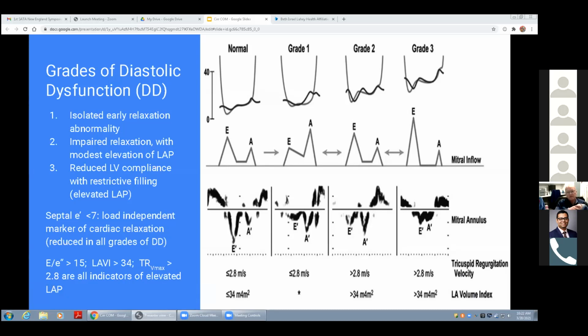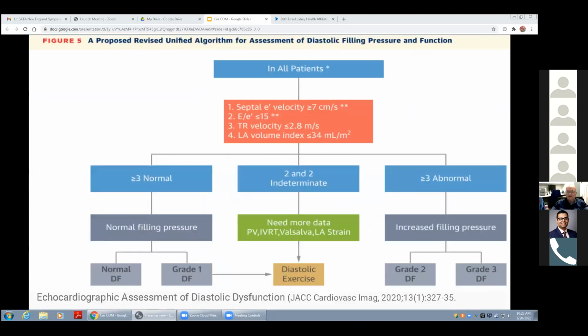We have to remember that TR velocity is a right-sided parameter. It can be high from both pulmonary arterial hypertension and also pulmonary venous hypertension. So it gets pretty complicated, obviously. So here is the echocardiographic diastolic dysfunction grading system. As I said, it's pretty cumbersome. It can get pretty complicated, especially for those of us who don't do echocardiography every day.